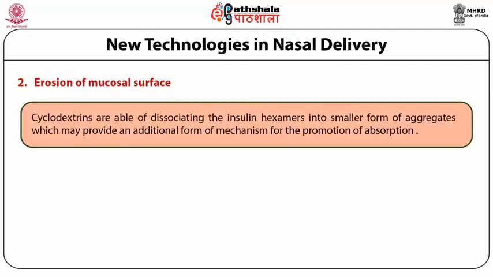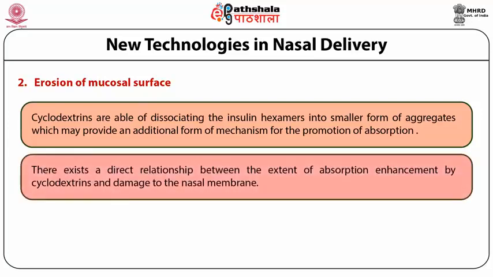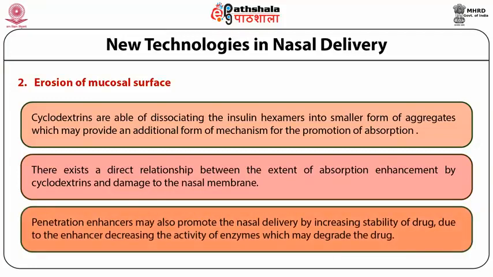Cyclodextrins are capable of dissociating insulin hexamers into smaller aggregates, which may provide an additional mechanism for the promotion of its absorption. There exists a direct relationship between the extent of absorption enhancement by cyclodextrins and damage to the nasal membrane. Penetration enhancers may also promote nasal delivery by increasing the stability of the drug, due to the enhancer decreasing the activity of enzymes which may degrade the drug.